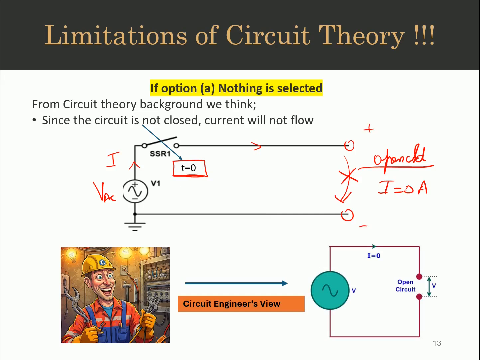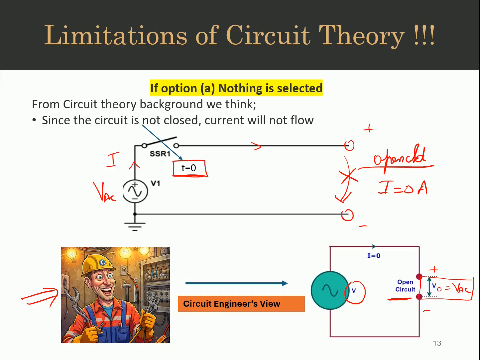This is fine. What other piece of information do we get? Since this is an open circuit, the output voltage or the load voltage is going to be the same as that available at the AC source. So the output voltage V out is going to be the same as the voltage available at the source. So if we are in the circuit theory domain, the analysis is fine.